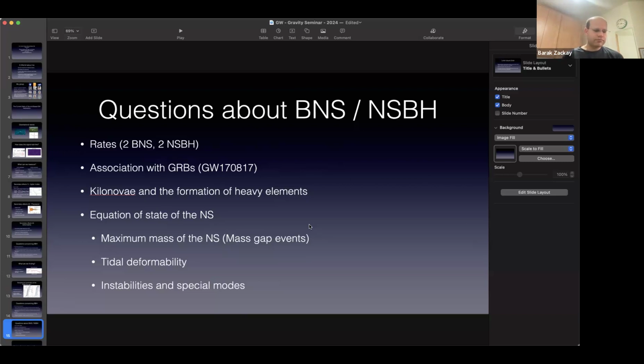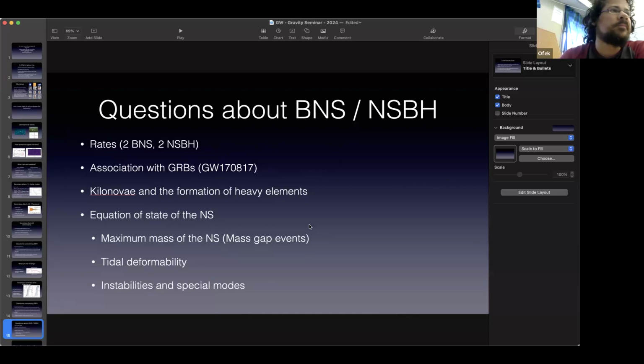On that point, you list 2 BNS events and 2 NSBH events. That's solely from the masses, right? We don't actually know, other than for 170817, where you know there was a neutron star involved. Yeah, that's the only one.